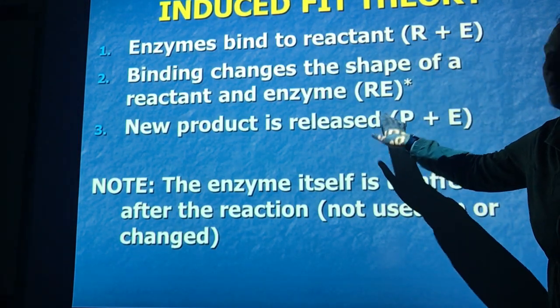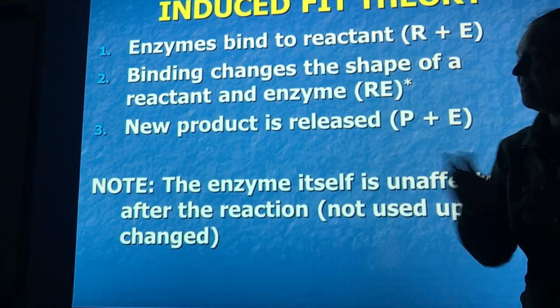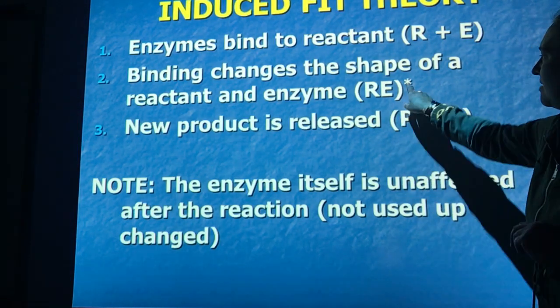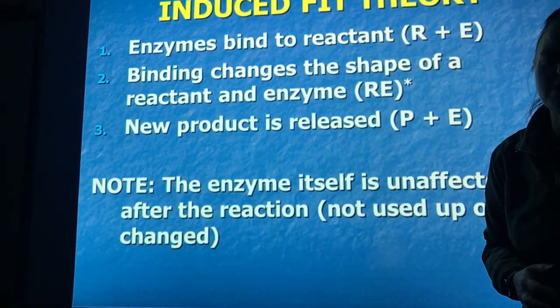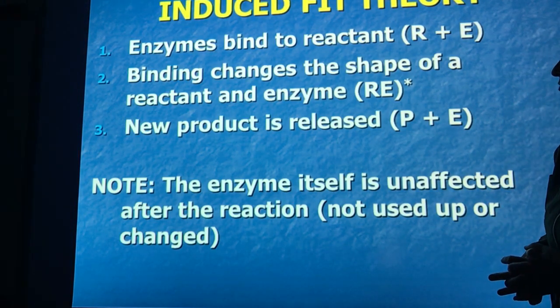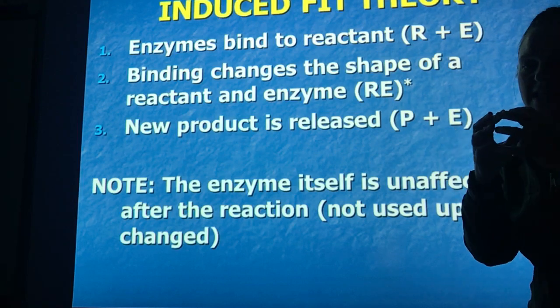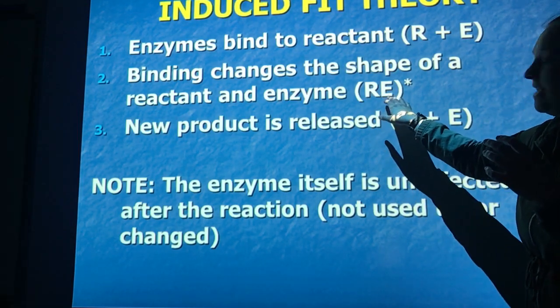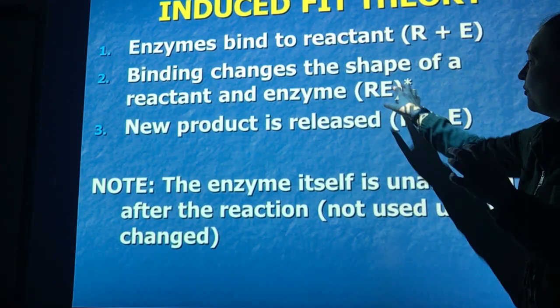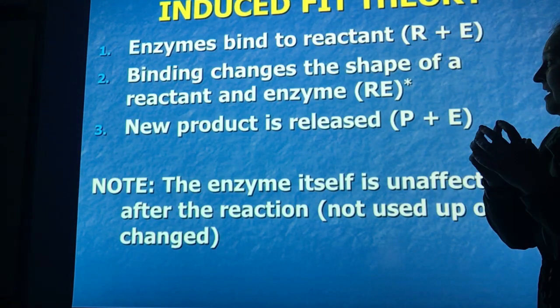And then step 2, when they bind together, they actually form something called a transitional state. That star means transitional state. We'll explain that more if you go into grade 12 chemistry. So while they're binding, you've changed the shape of the reactant and the enzyme. It's neither reactant nor enzyme fully. They bind and create this intermediate transitional state.